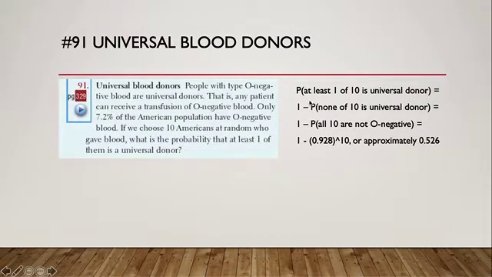So the idea here is when you see the phrase at least one, the probability of at least one is the same as 1 minus the probability of none of that event happening. Well, if I want none of them to be this, then I need all of them to be not O negative, and the opposite of the 7.2% is the 0.928, 92.8%. So I need everybody to be represented by this 0.928. That's why it's raised to the power 10 here.